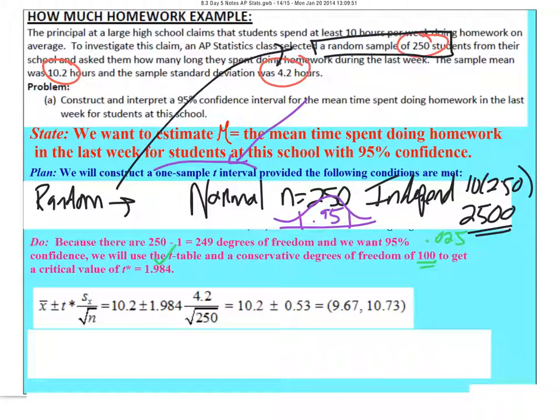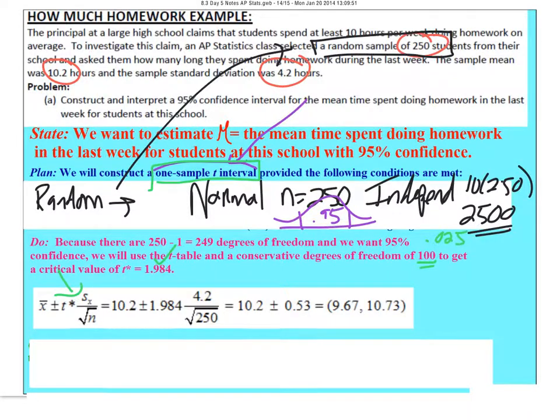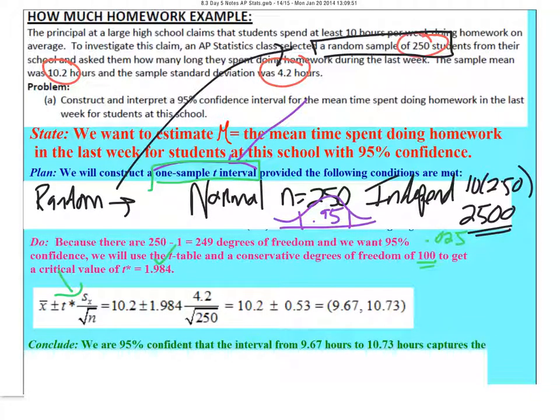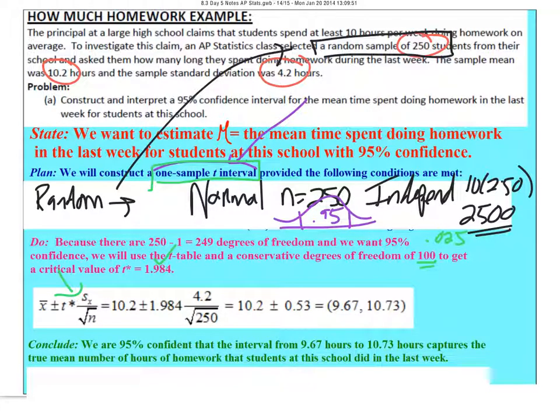The formula then for the confidence interval, again, this is the standard formula. Keep in mind, if I stated it up here already, I do not have to show this right here. I don't even have to show this if I use the calculator, but let's plug it in. Right, our mean is 10.2. The standard deviation is right there over the square root of the sample size, and the critical value. If we simplify, we get this right here for the confidence interval. Now, let's just make a conclusion real quick. We're 95% confident that the interval between 9.67 hours and 10.73 hours captures the true mean number of hours of homework that students at the school did last week.